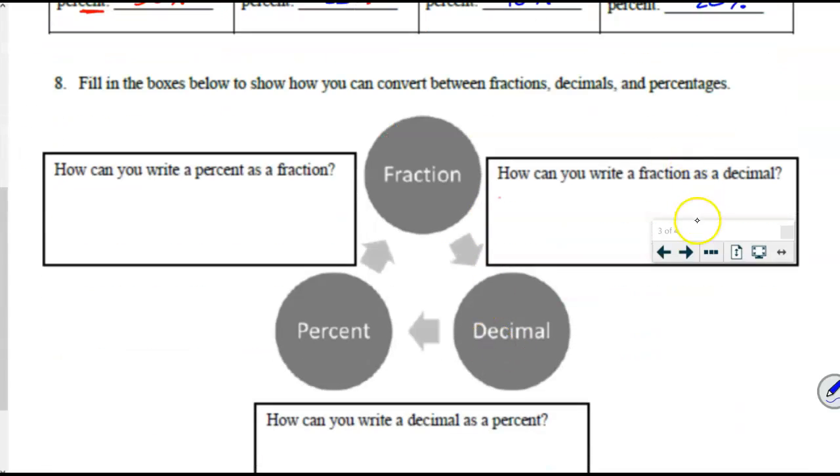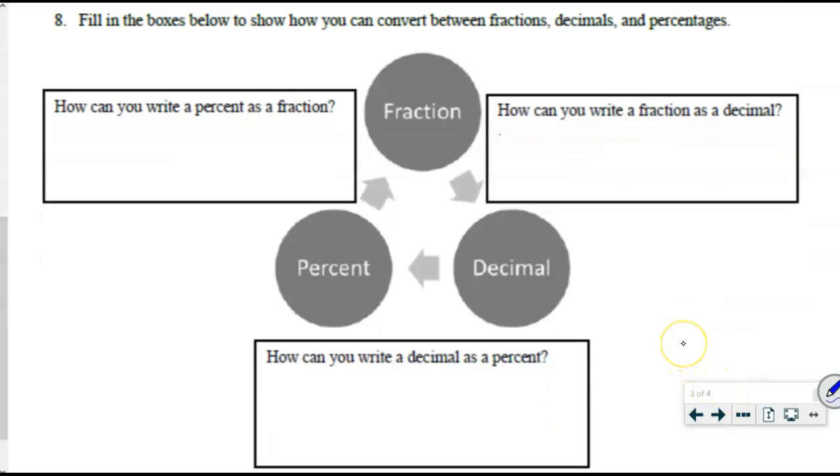Now we need to fill in these boxes so that we can figure out how we're going to do our homework. How can I go from a fraction to a decimal? The truth is, we haven't had to do it on this assignment. You might have to do it for your homework. Divide it. That's what that really means.